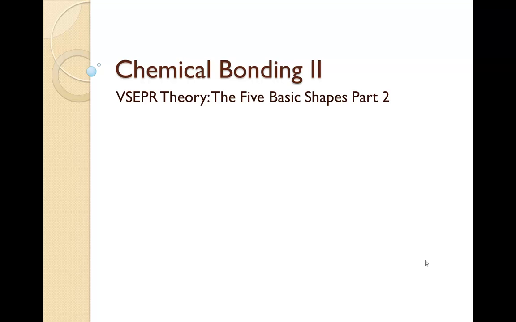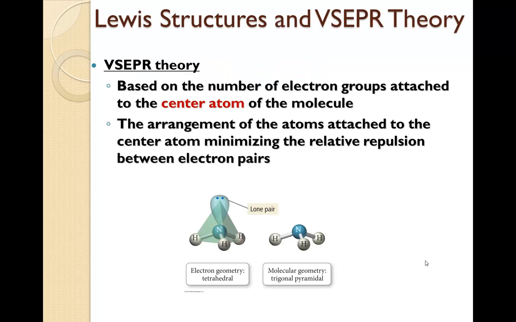In this tutorial, we will be discussing the VSEPR theory and the 5 basic shapes that revolve around it. So let's review what VSEPR theory is. VSEPR stands for valence shell electron pair repulsion. So the electrons on the outermost shell of the atom are repelling each other as they make their shapes.